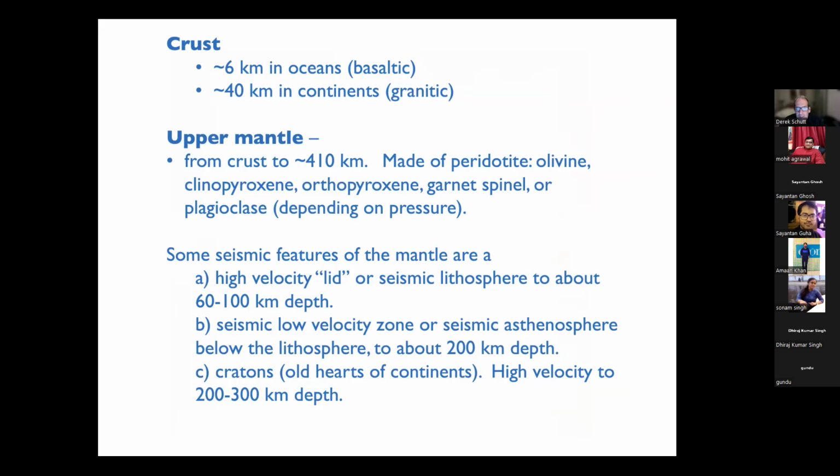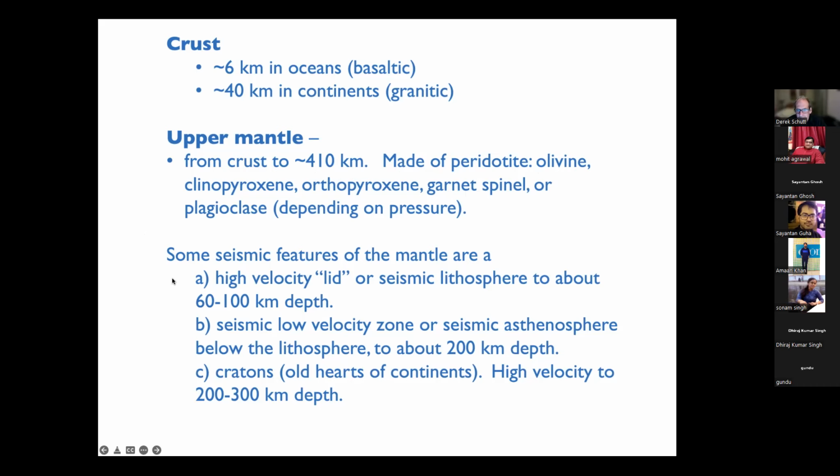So the crust is 6 or 7 kilometers in the oceans. It's roughly 40 kilometers in the continents, although it varies from roughly 15 kilometers to 80 kilometers. The upper mantle goes from the crust to, I said 410 kilometers here. I think it actually goes to 660 kilometers. It's called the upper mantle. The mantle above 410 kilometers is made out of peridotite, which is olivine, clinopyroxene, orthopyroxene, garnet, spinel, or plagioclase, depending on what pressure you're at.